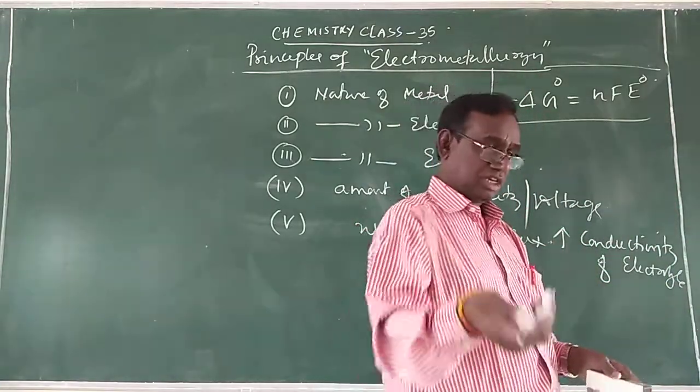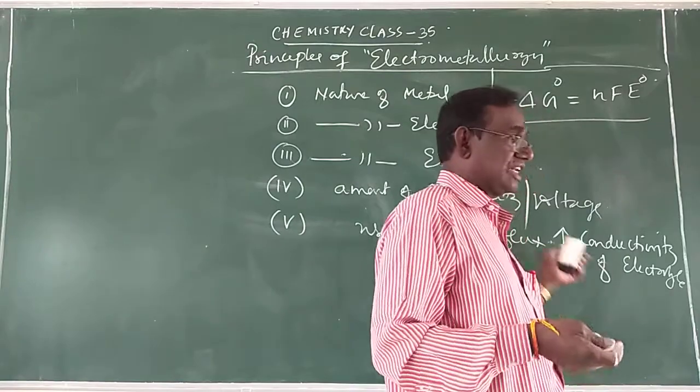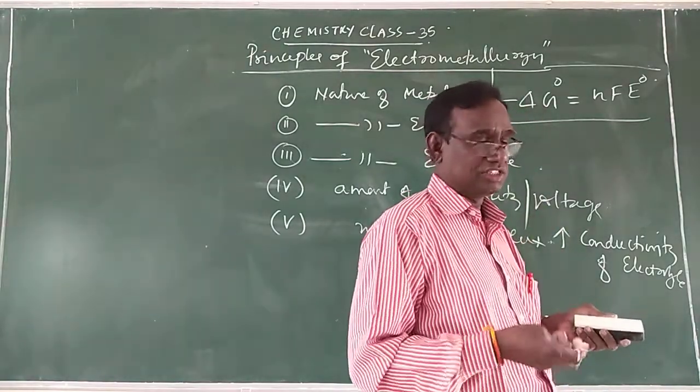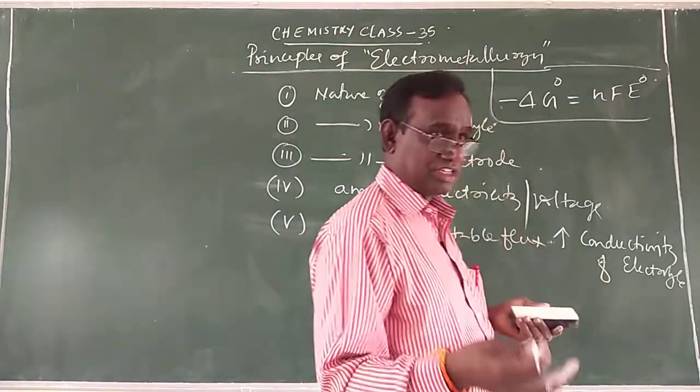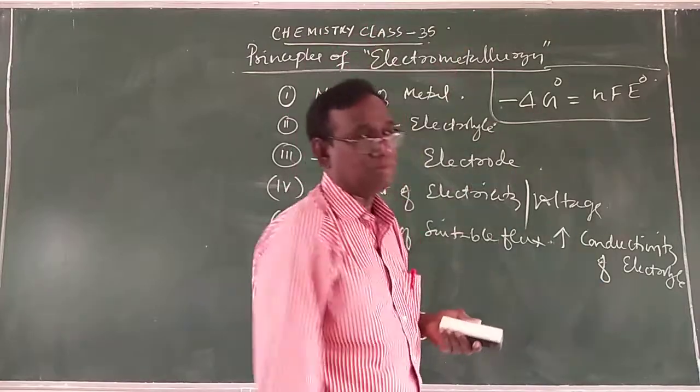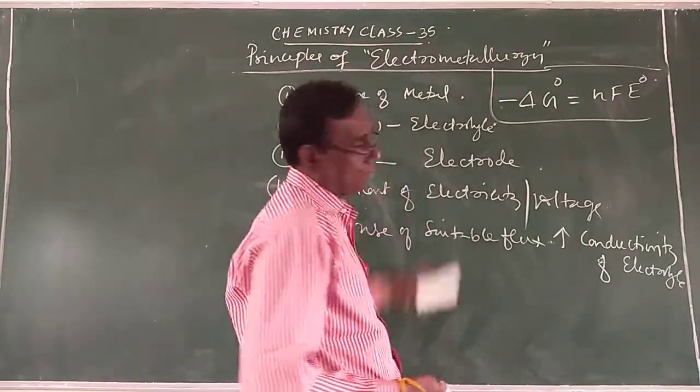But in the extraction of aluminium we are going to use calcium fluoride, or Na3AlF6. Na3AlF6 is nothing but cryolite. So cryolite is added during the extraction of aluminium to increase the conductivity and decrease the melting point. Okay. So these are the important aspects.